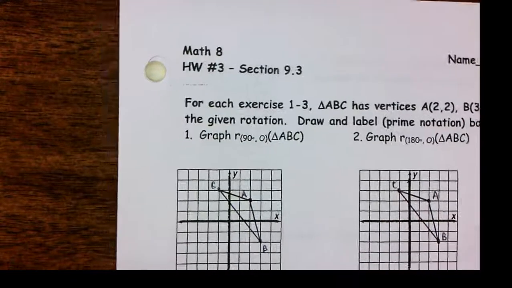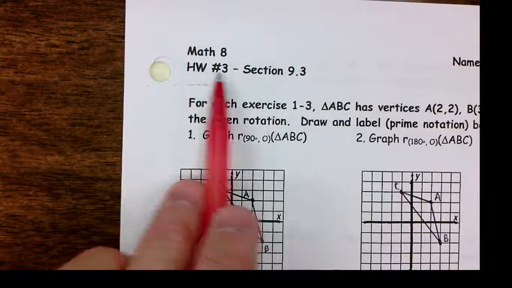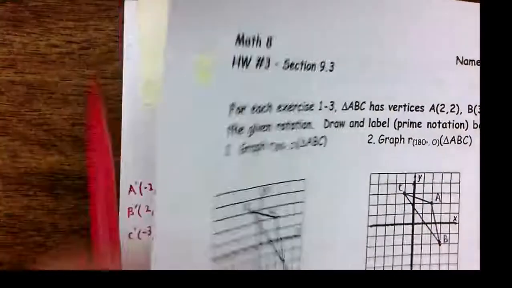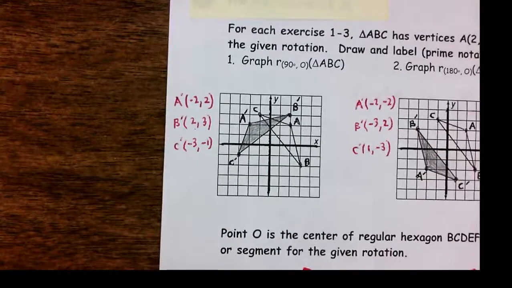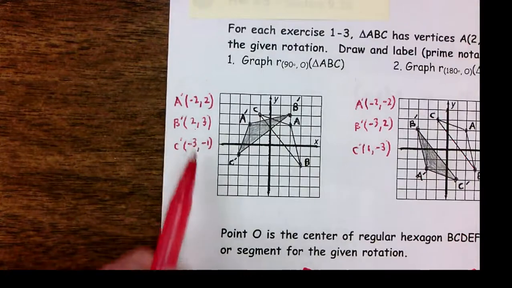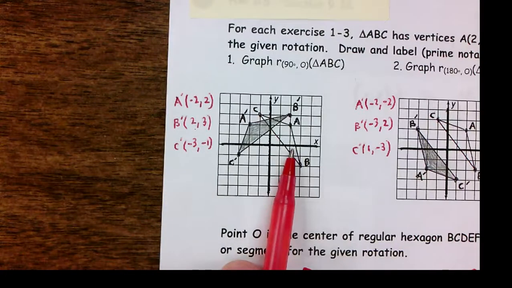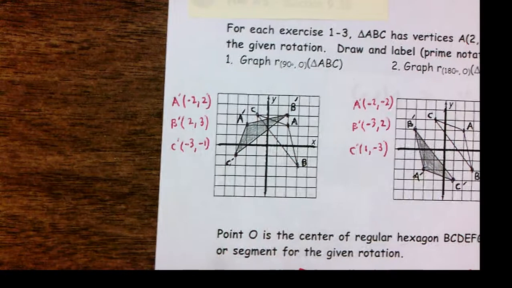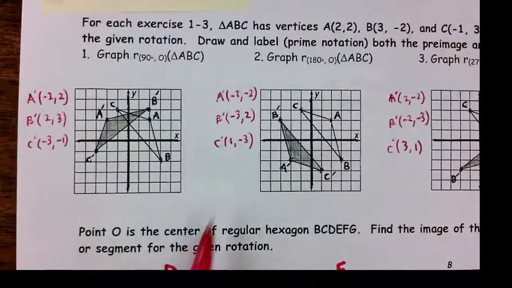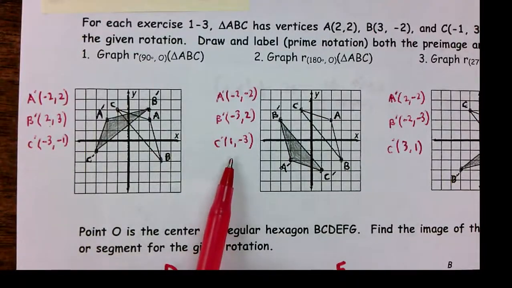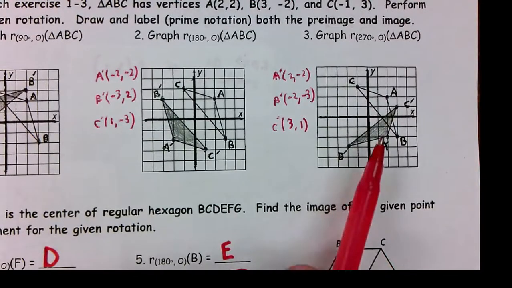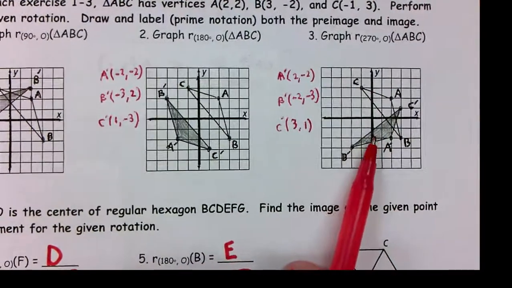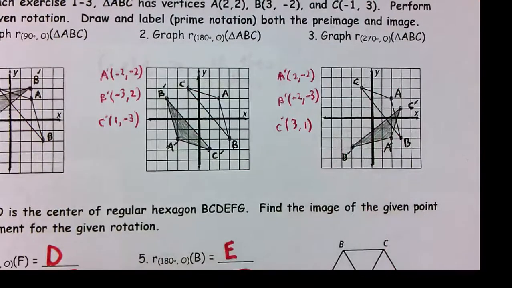Okay, here are the answers to homework number 3, section 9.3. You can see for problem 1, I have given you the vertices over here as well, and I drew the original shape, the pre-image, and the image. Number 2, again, I've given you the vertices of the image, and I drew the pre-image. And number 3, I have given you the vertices of the image and shaded it in, and I drew the pre-image.